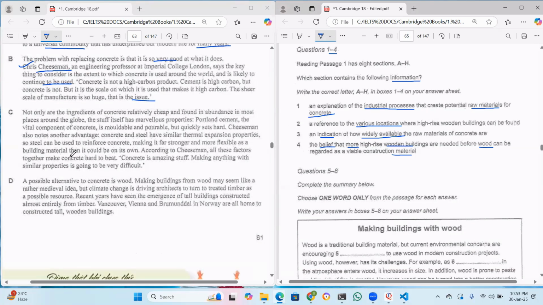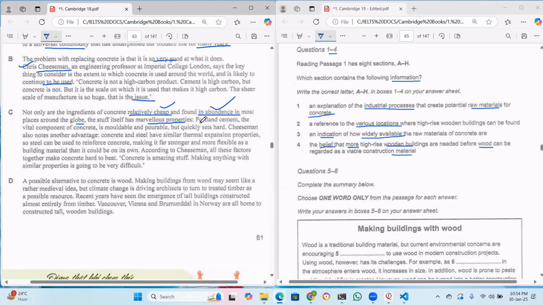Paragraph C. Not only are the ingredients of concrete relatively cheap and found in abundance in most places of the globe, the stuff itself has marvelous properties. Okay, he's talking about the ingredients being very cheap and found in abundance. Abundance means availability. You should strike this when you read it.